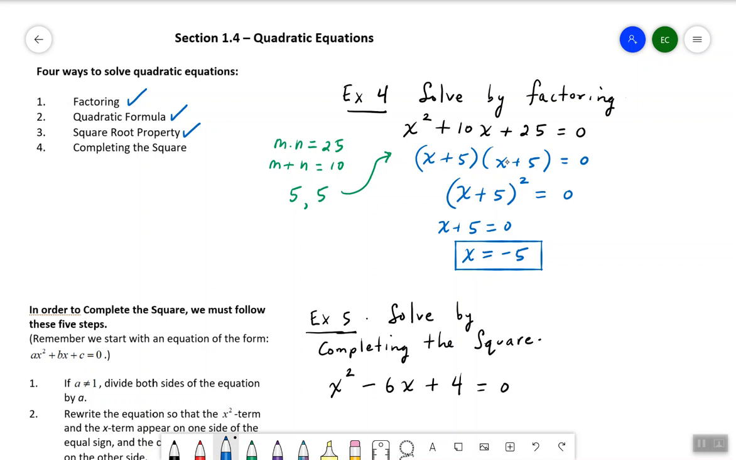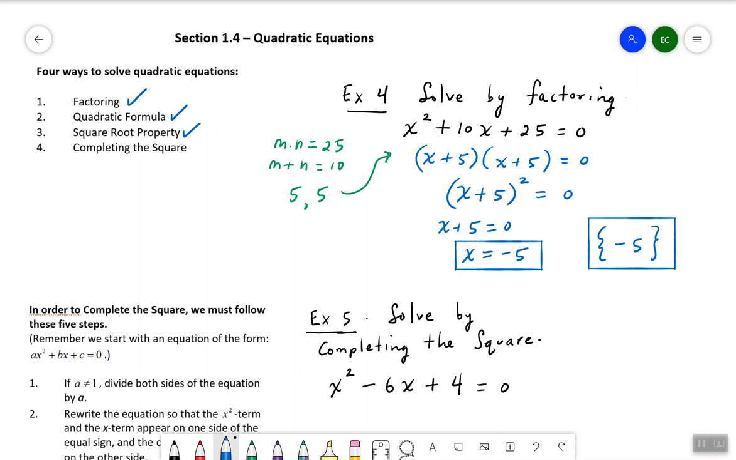And of course, there's another factor of x plus 5, right? You could set the other factor of x plus 5 equal to 0, and you would still get the same answer. So in this problem, there's only one answer, and that answer is negative 5. When we solve quadratic equations, usually we get two solutions, but it's possible to only get one. And so that's an important point that we can make with this example.